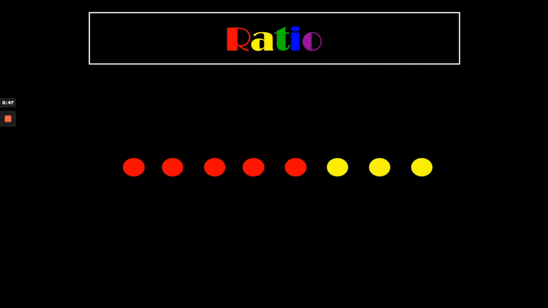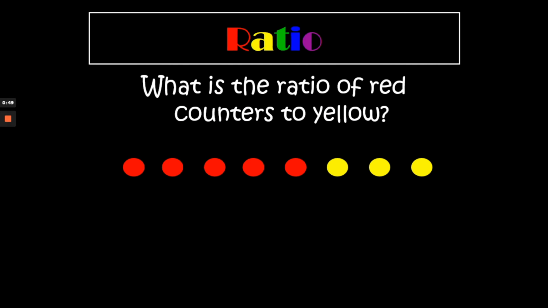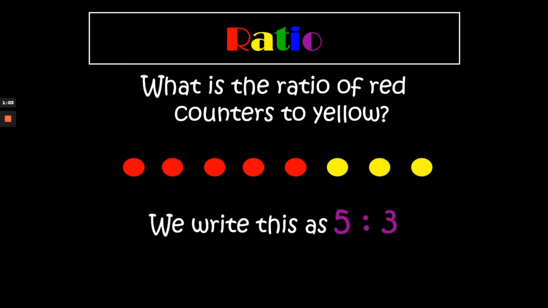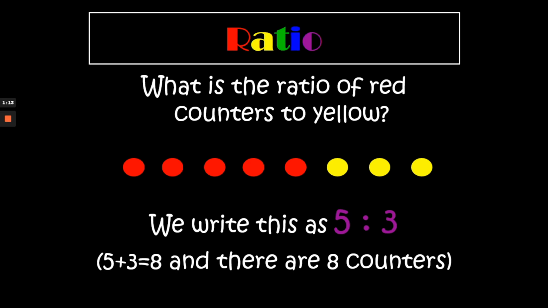For example, what is the ratio of red counters to yellow? So if you look at the screen, how many red counters are there? There are 5. And how many yellow counters? There are 3. So you write that as 5, 2 dots, 3. 5 to 3. So 5 red to 3 yellow. That means there are 8 counters in total. 5 add 3 equals 8.